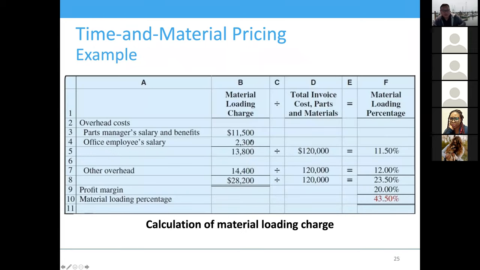So in this question, you can see these charges, right? This is my cost, and my annual total cost is 120,000. So I figured out the percentage for this materials loading charge. So 15.5 and 12, together this handling is 23.5%. And I want to make a 20% profit. So together, the cost charge will be 43.5%, okay? So I have these two numbers now.